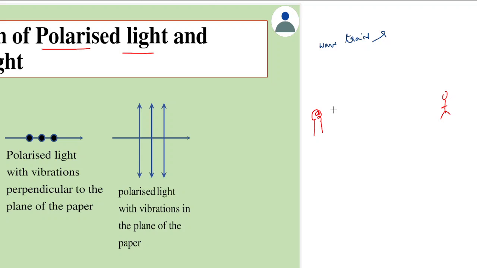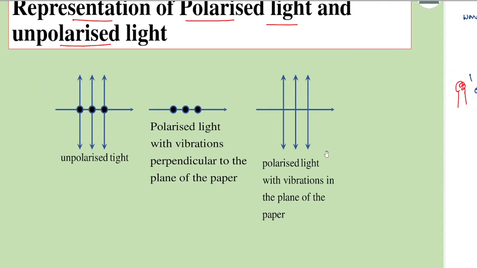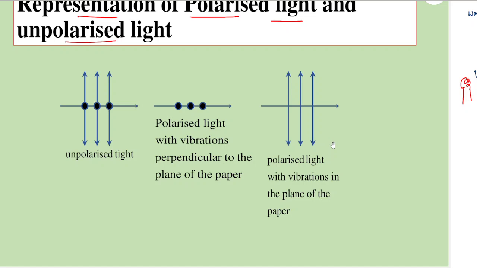So over time, this source would emit all possible electric field vibrations. So what the person receives would be all possible electric field vibrations. So we need to represent this by some mechanism. Now we can't draw all the possible planes. So to represent this, what we do is we take only two components of the possible electric field vibrations.